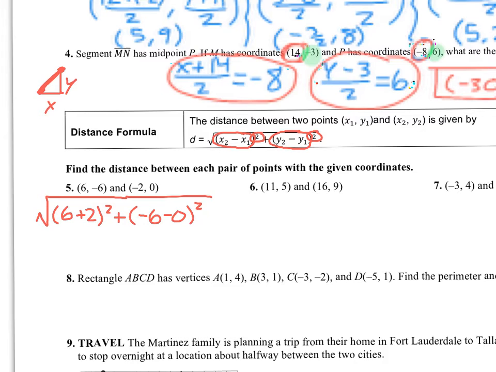All right, skipping a little bit of the work. 8 squared is 64. Negative 6 squared is positive 36. The square root of 100 is 10.